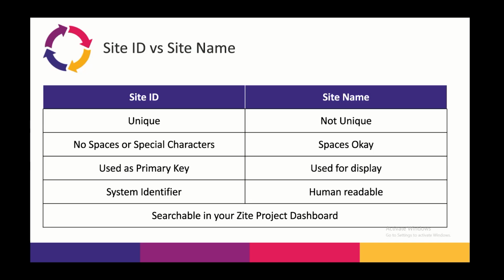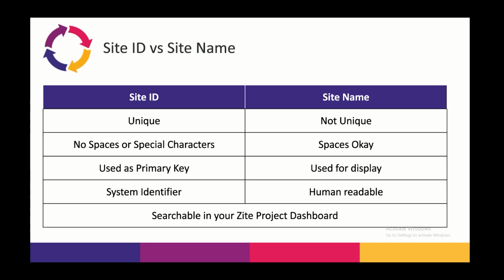For it to be machine readable, it needs to be unique. It needs to not have any spaces or special characters, right? So as discussed before, you want to avoid things like exclamation marks, periods, commas. You can use underscores and hyphens. Those are usually accepted in primary keys.